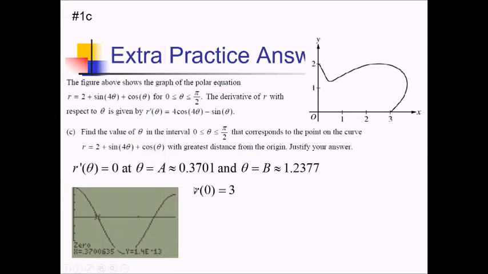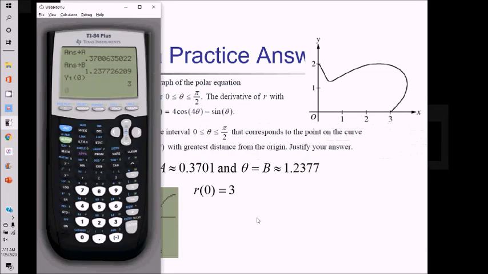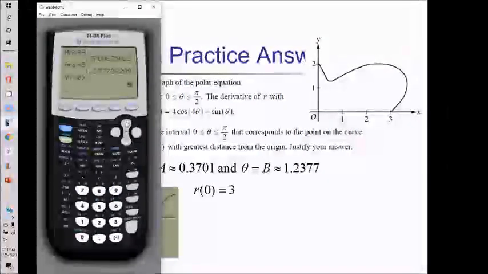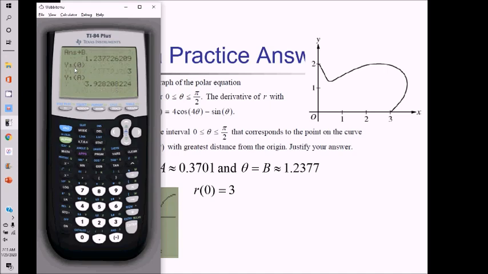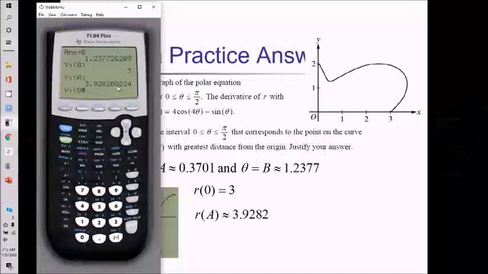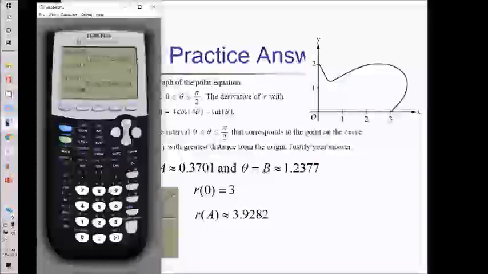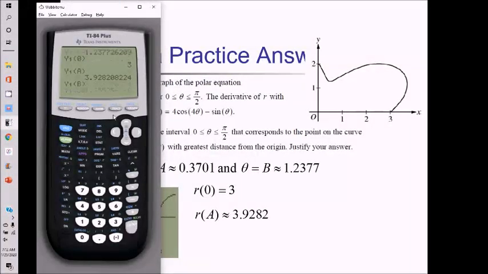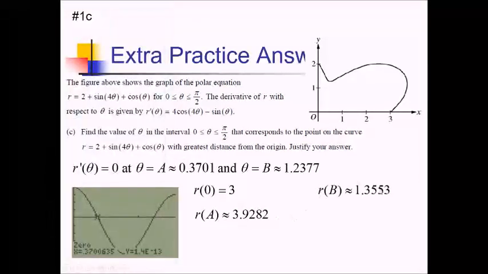Now let me try A and B and then the other endpoint. So let me just yank my input from before. And now instead of 0, I'm doing alpha A, giving me about 3.928. So that's the winner so far. Let me do B now. Oops. There we go. That was a beautiful picture of my desktop. But that's not really what we're showing here. We're showing value at B, which is about 1.355. That is not the winner.